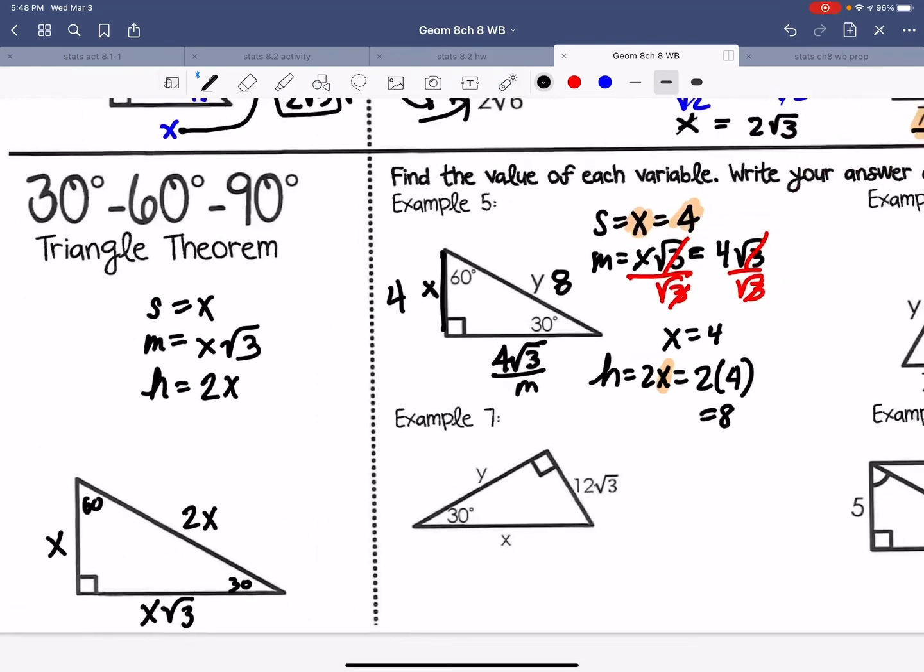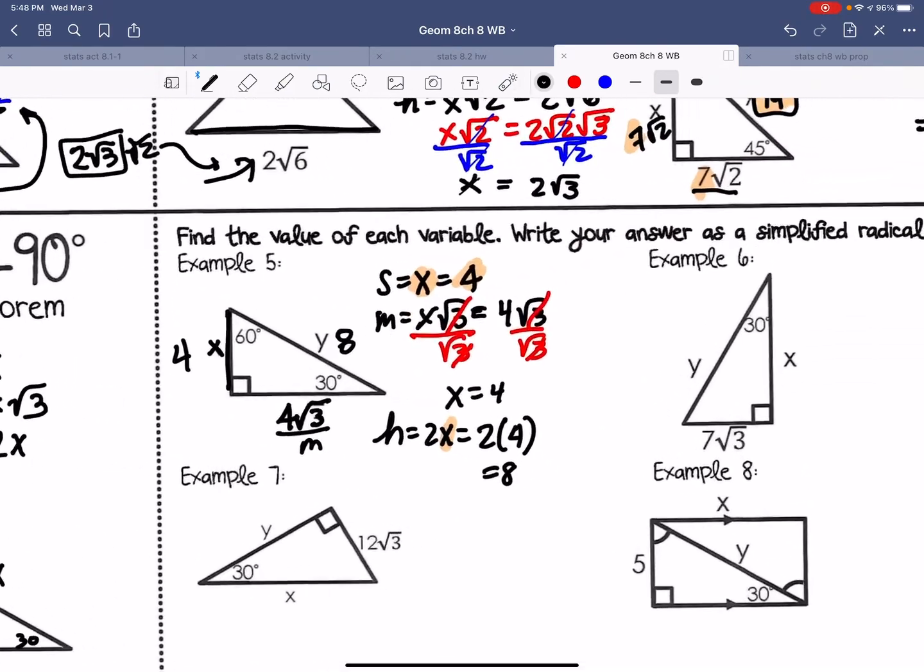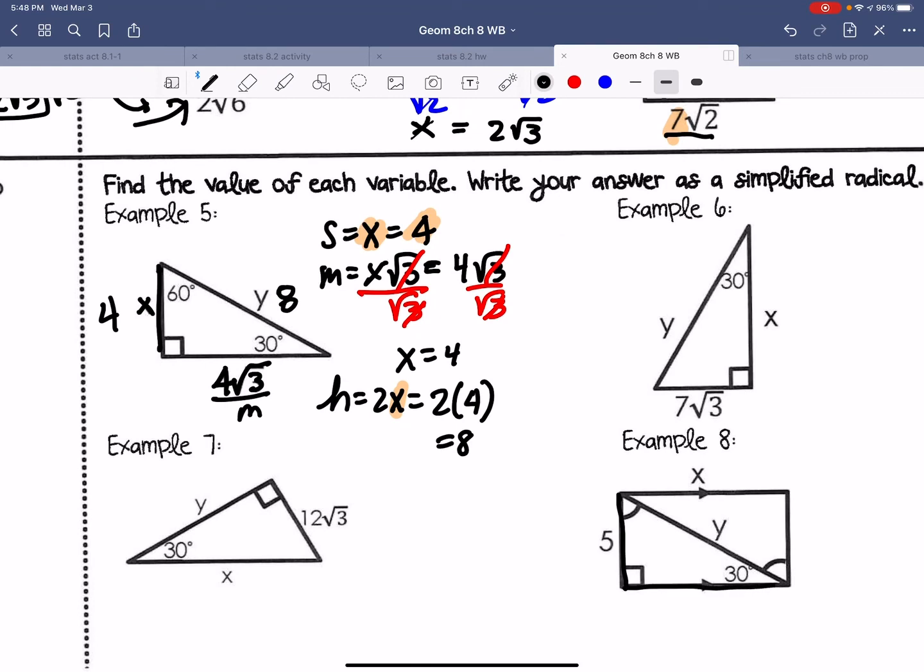Okay, well, what else kind of follows that pattern? Well, we notice, oh, that matches our notes, doesn't it? We have here, that's 5, so that's 5. Here's my hypotenuse, that'd be 10, and this would be 5 times the square root of 3.